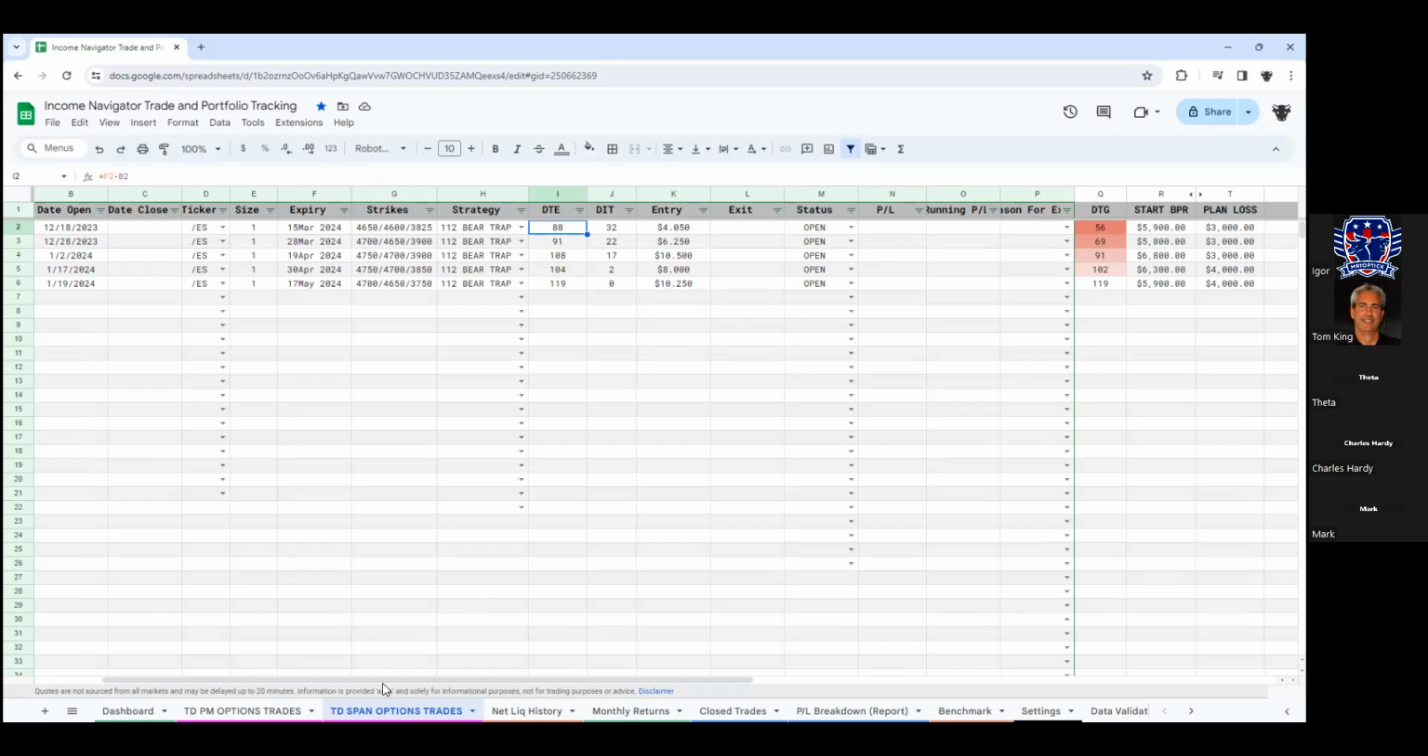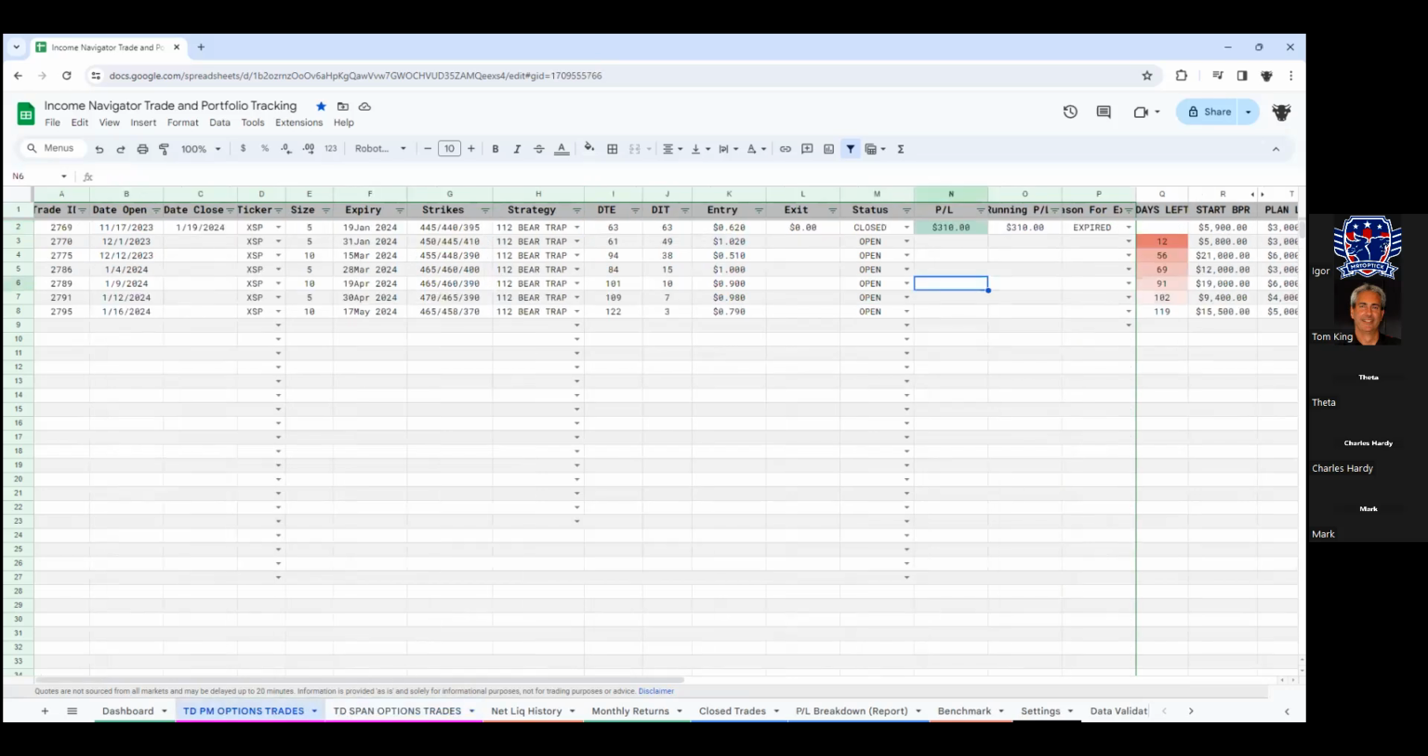And then I also run side by side in my small PM account trades that are similar. They're a little bit bigger in size, but that's because the notional value of the contracts is different. But they're kind of similar, right? So I have a trade that I took here, 17th May. This trade has 119 days. This is XSP. I did 10 contracts, and the starting buying power was $15,500 or so.